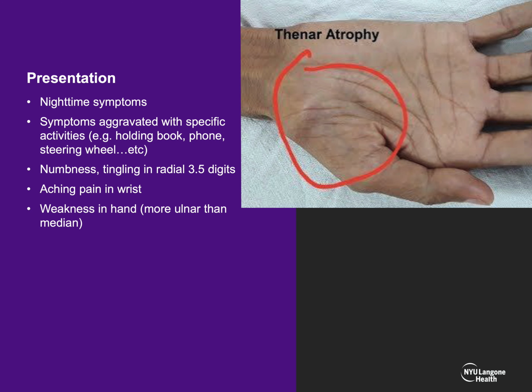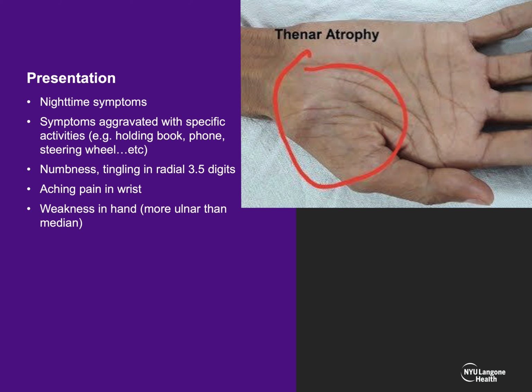Presentation is crucial. This is a clinical diagnosis, so patients have nighttime symptoms, a big one. Symptoms are aggravated with specific activities: reading a book in bed, talking on a phone, holding a steering wheel, holding onto a subway pole. Numbness and tingling in the radial 3.5 digits, because the radial border of the ring finger is innervated by the median nerve. But thumb, index, and middle is the biggest.